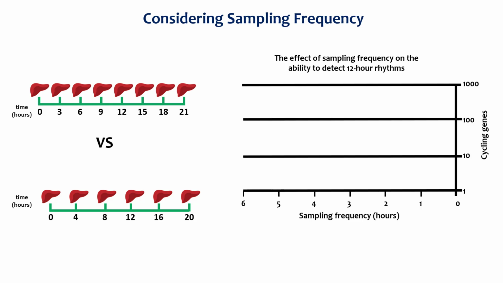A study by Dr. John Hoganesh and colleagues showed that an increase in sampling frequency, that is, collecting samples at more frequent intervals over 24 hours, results in an increased number of cycling genes that can be detected. Therefore, the wet lab experimental considerations affect the results generated by dry lab analysis.